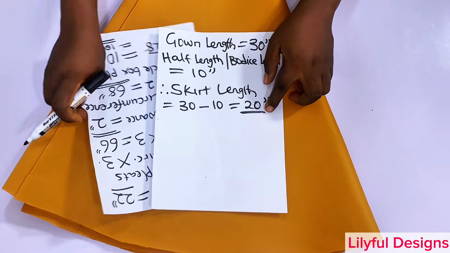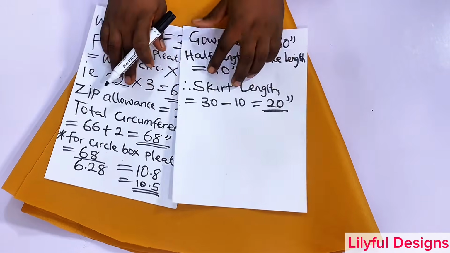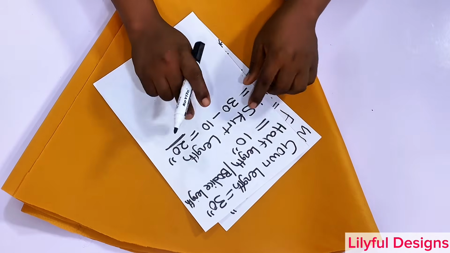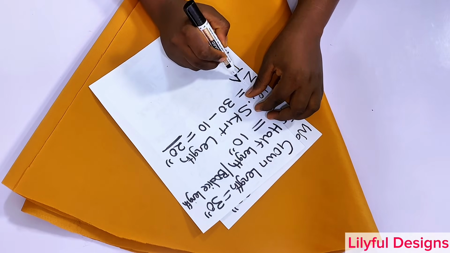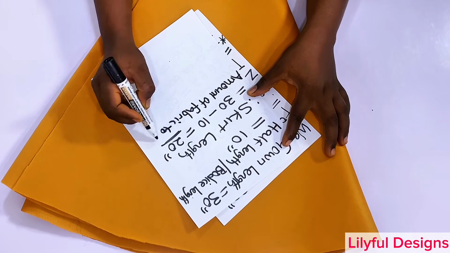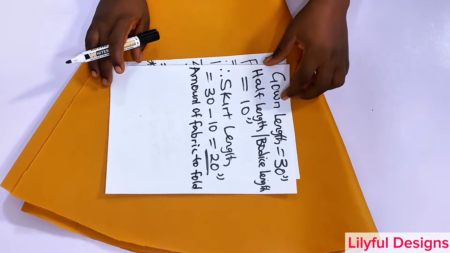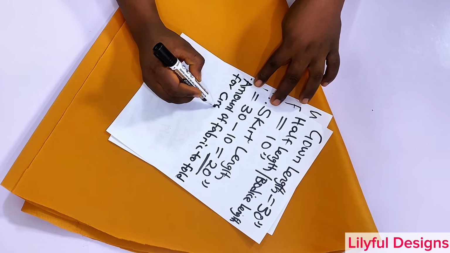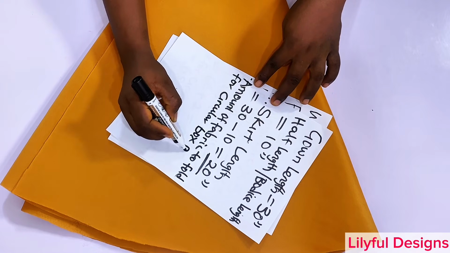So you have to take into consideration your hemming allowance if you are hemming and your joining allowance to the upper part. But this fabric, I will not be hemming it because it is a scuba fabric and it does not fray out when you do not hem it. So I'll just leave mine at 20 inches.